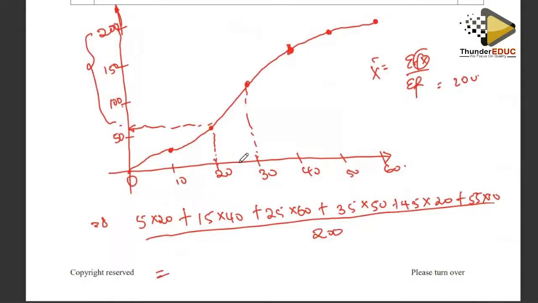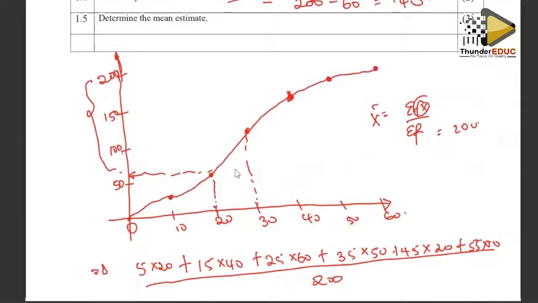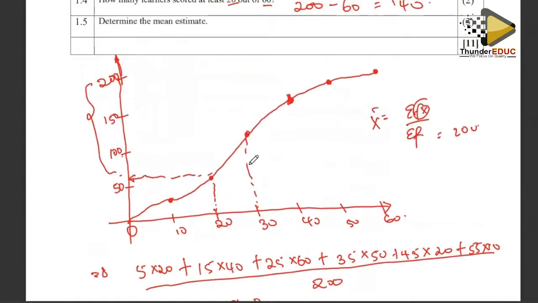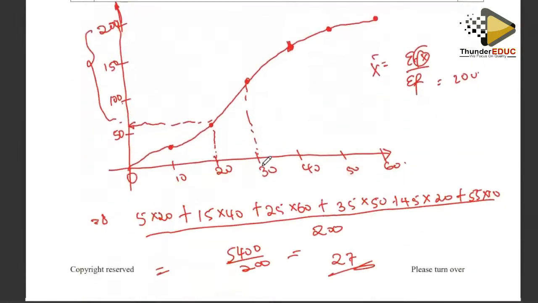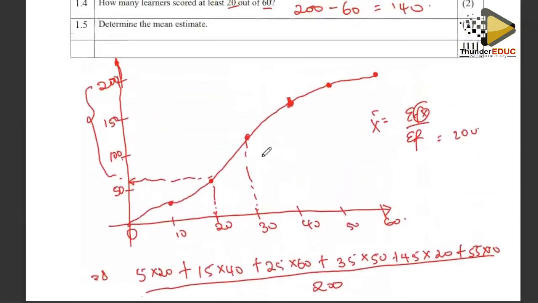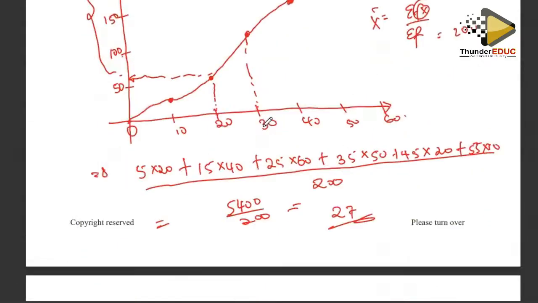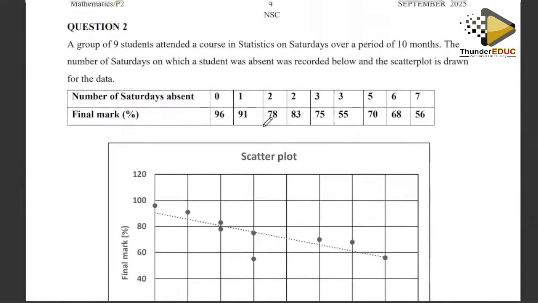So I believe this is the easiest. Just determine your midpoints and represent them in this format. When I add up everything on the top, I'm getting 5,400. Divide by 200, and we get an answer of 27. Please, you can cross-check with your calculator if I'm not telling lies. All right, so that is question number 1. Now, this question 1 could also come in terms of, let's say, the box and whiskers, the quartiles, the standard deviation, the mean, the mode, and all those other aspects. So let's just prepare and be ready for whatever might be brought.